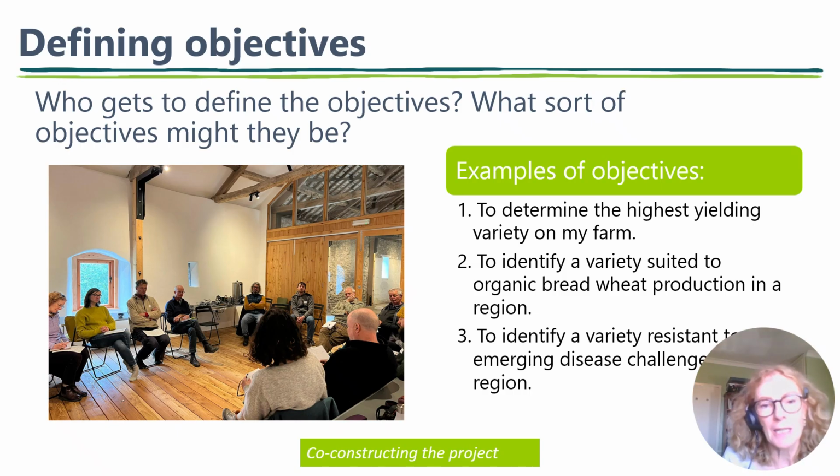So it could be something as simple as determining the highest yielding variety on my farm, if the actor making that statement is actually the farmer or the producer, and that's absolutely fine to have some individual specific objectives coming from the farmers in the room, or bakers if it was about quality. But there also might be broader objectives, like to identify a variety suited to organic bread wheat production in a region, right? So that's slightly different than what's the best variety or the highest yielding variety on a specific farm. So that might affect the design of the trial.